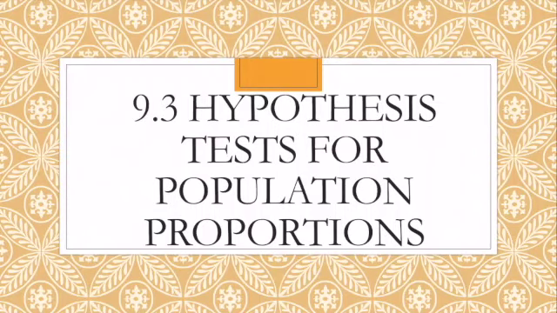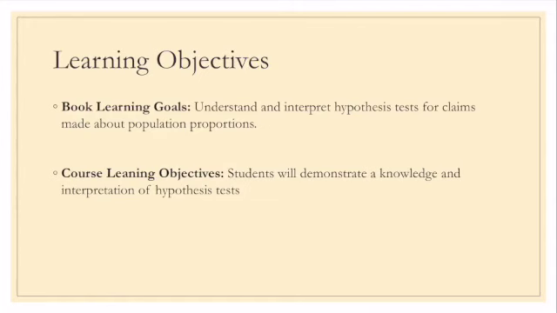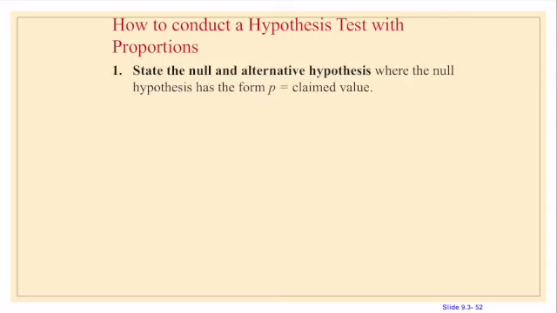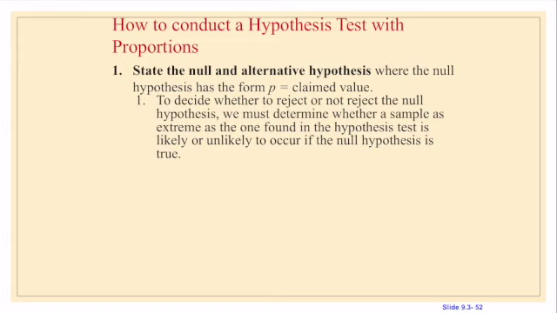Right, so now let's talk about hypothesis testing for population proportions. So how do we conduct a hypothesis test with population proportions? We're still always going to want to state our null and alternate hypothesis, okay? And we're going to have to decide whether to reject our null hypothesis or not, and that's us looking at the area right under the curve. If the area is less than 0.05, we reject at the 0.05 significance level. If the area is less than 0.01, we reject at the 0.01 significance level.